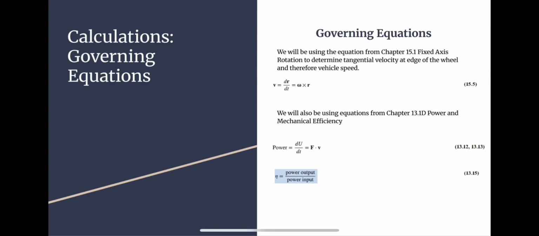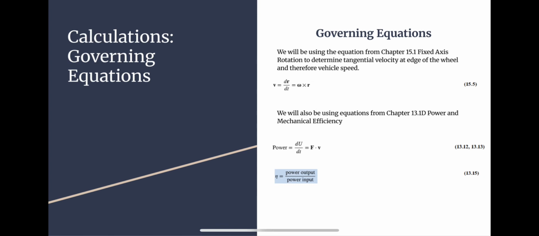Two. So before we get into the calculations, we can go over the governing equations that we're going to use. So we're going to be using equation from 15.1, fixed axis rotation, where we're going to determine the tangential velocity at the edge of the wheel, which will be pretty much the vehicle speed under optimal conditions. So that's going to be tangential velocity equals angular velocity of the wheel times the radius. We're also going to be using equations from chapter 13.1d, power and mechanical efficiency, where power is going to be force times velocity.